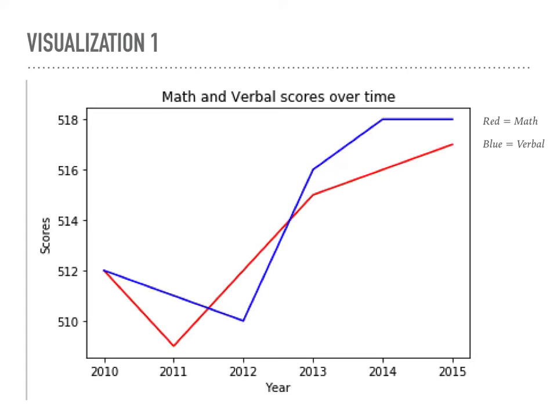So let's go on to my visualization. As you can see, it looks like it is in a general upward trend, except for the outliers in 2011 and 2012. The red line in this visualization represents the average math score over time, and the blue line represents the average verbal score over time. I thought a line plot was most appropriate for this visualization because I wanted to look at data over time.